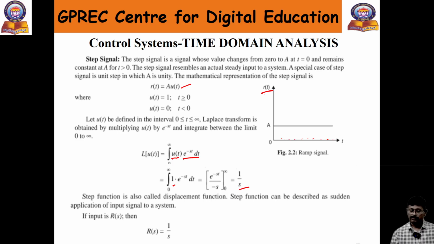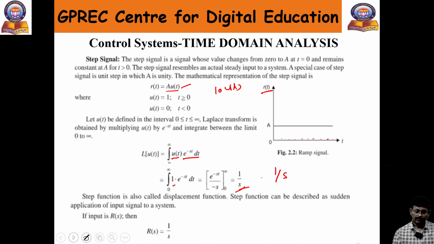So when you apply this, in the time domain the step signal is A into u of t, whether A is 10 or 100, whatever it may be. Then the Laplace transform is 1 by s. Suppose I take 10 u of t. In the Laplace transform, A is a constant, so it stays the same and you get 10 by s. So the input signal for a step input is 1 by s.